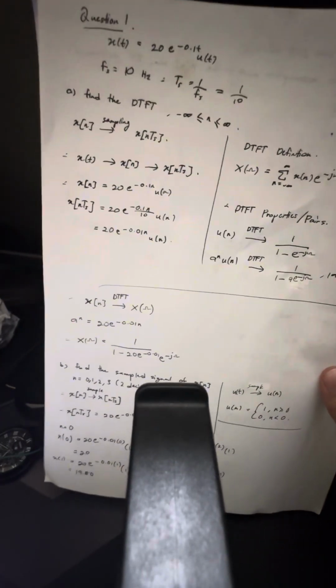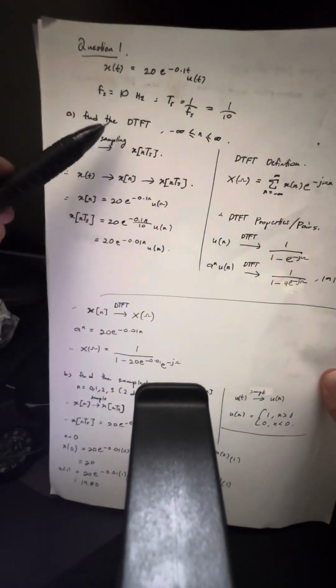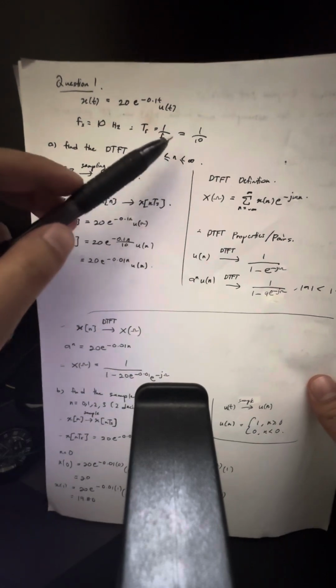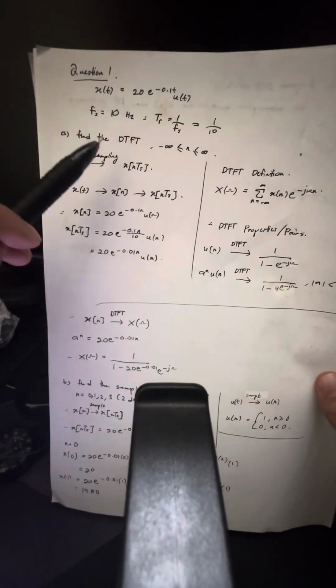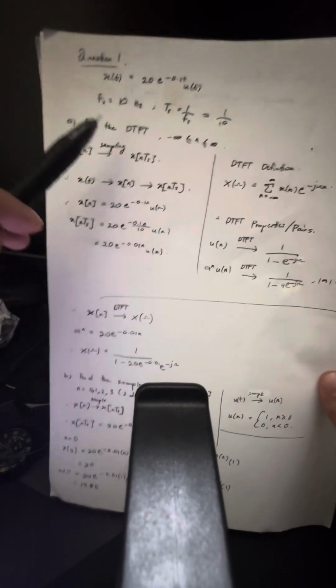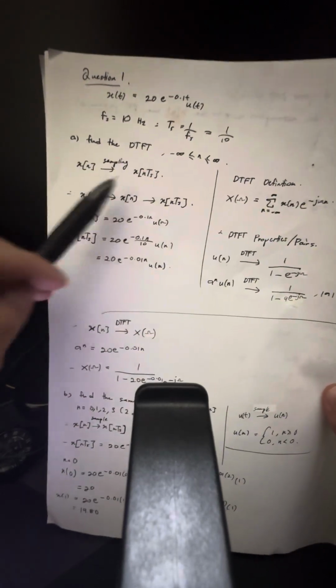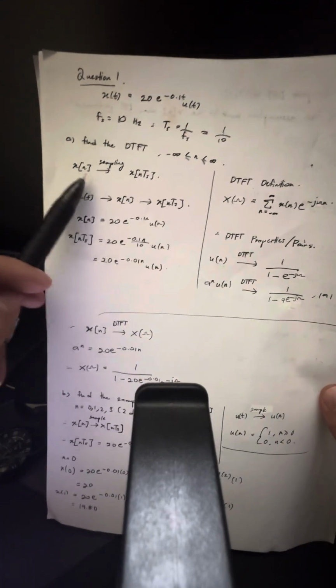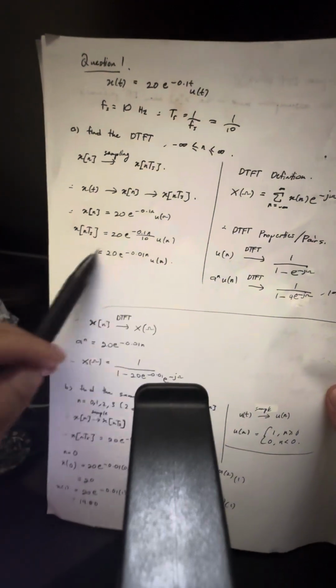time domain signal. And then for question A, with a sample frequency of 10 hertz, we have a sample period of 1/10. So for question A, it says that we have to find the DTFT, which is the discrete time Fourier transform. The way we do it is we do the sampling first. This is the equation for sampling. So we define the sampling.